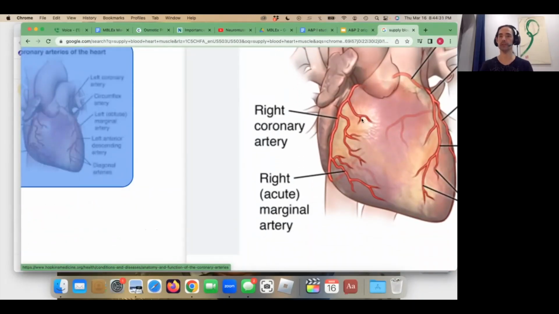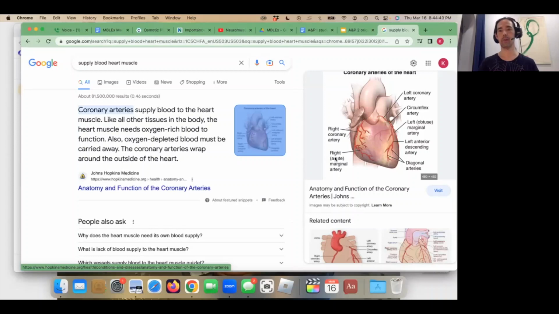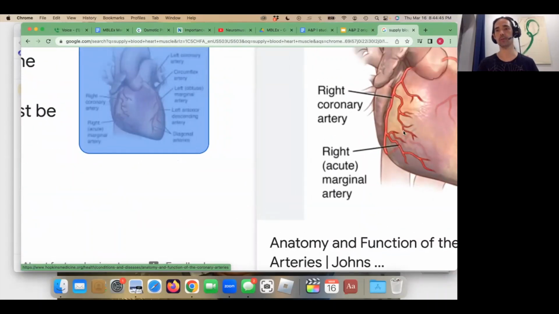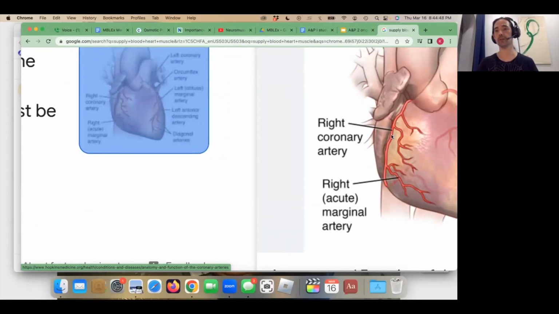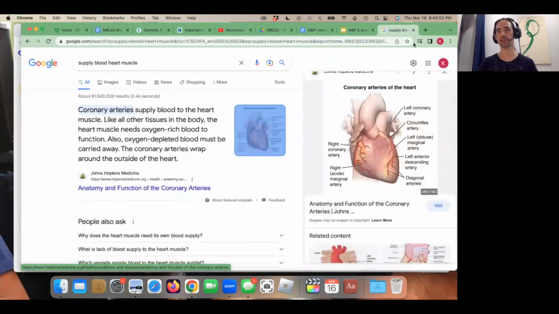Okay, so the arteries and veins that supply the heart muscle, that nourish and oxygenate the heart muscle, those you don't have to know. Coronary artery, marginal artery, descending artery, circumflex artery. You don't have to know those. These are the ones through which a lot of myocardial infarction, a lot of heart attack, happens, because these are the ones which get blocked through things like plaque or maybe through thrombuses, and they starve the heart muscle of oxygenated blood. So you don't have to know those.